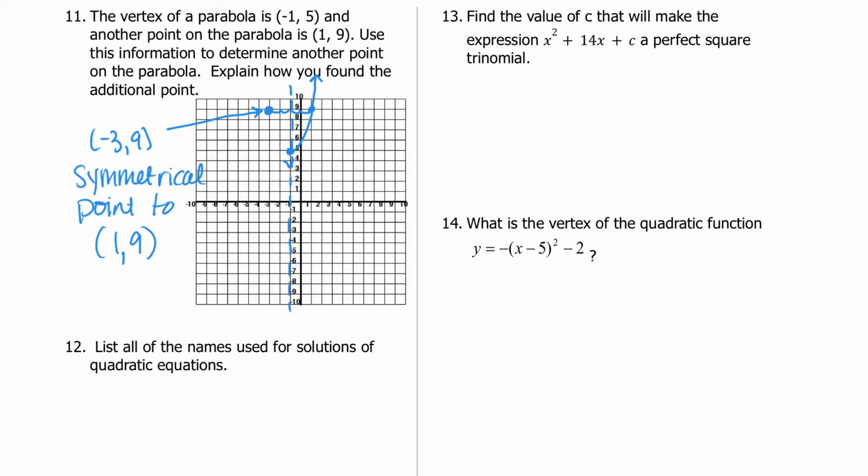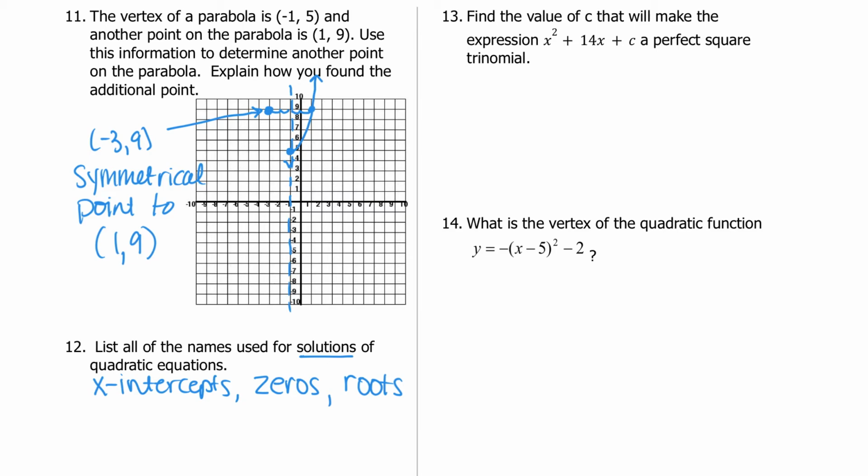All right, number 12, it says list all the names used for solutions of quadratic equations. Well, we can use that. Solutions are your x-intercepts. So one word would be x-intercepts. And then think of the other words that we use for x-intercepts. Zeros, roots, all of those mean the same thing. So whether I ask you for roots, zeros, or solutions, I'm asking you to find the x-intercepts.